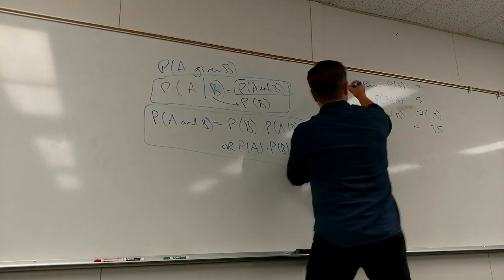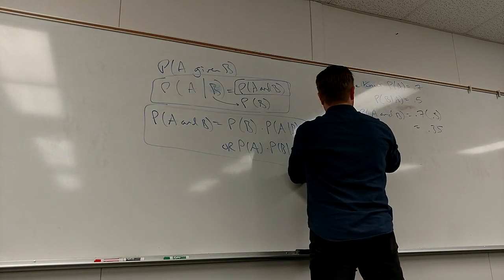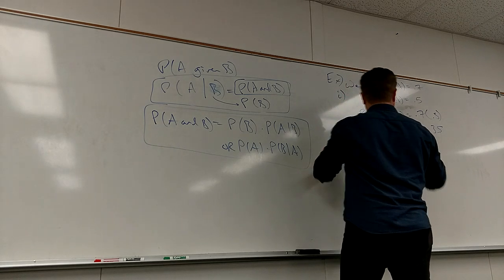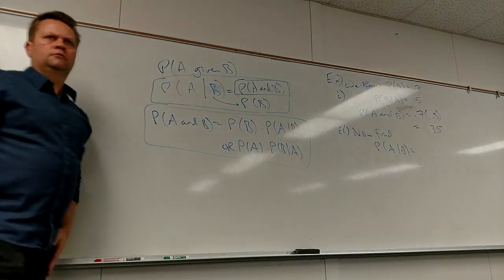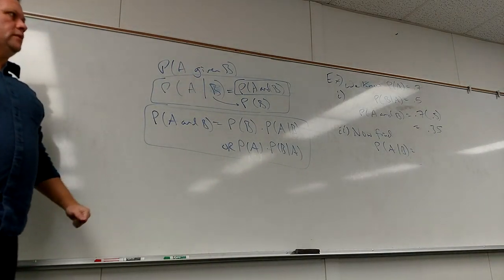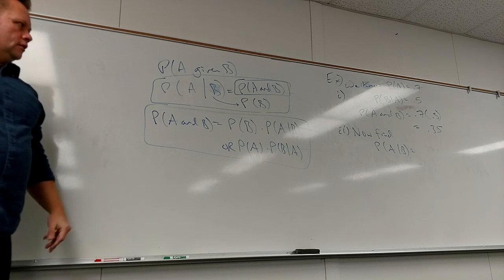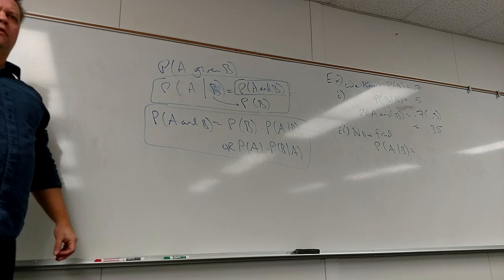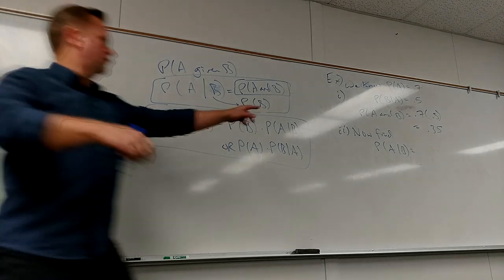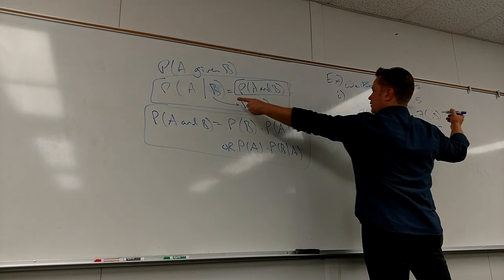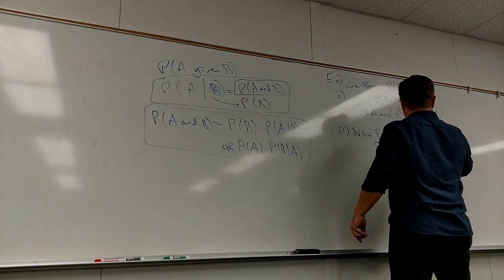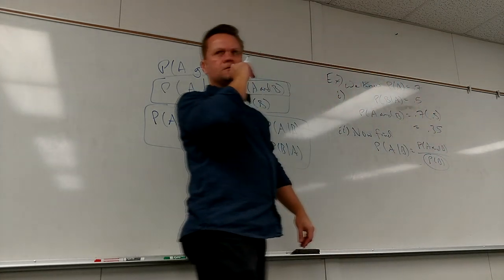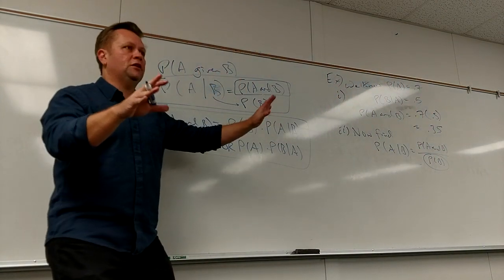What if I then ask you this? Now find the probability of A given B. What am I missing to be able to do that? Probability of B, yeah. What's the formula for this? It's going to be the probability of A and B, which I got, divided by the probability of B. This is what I don't have. So I wouldn't ask you this question. I just want to show you.